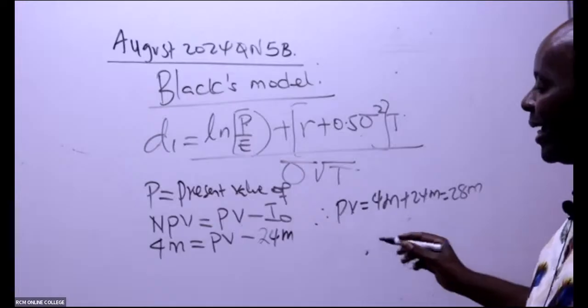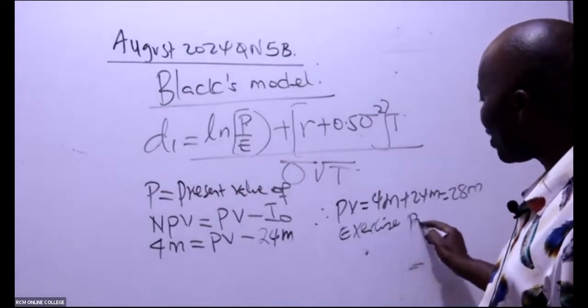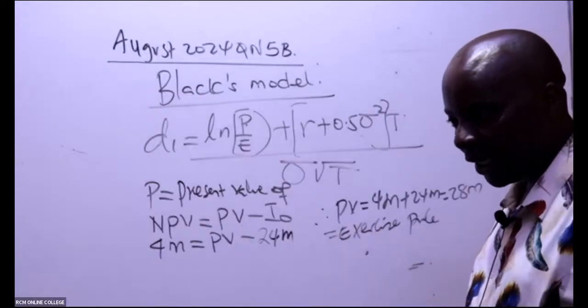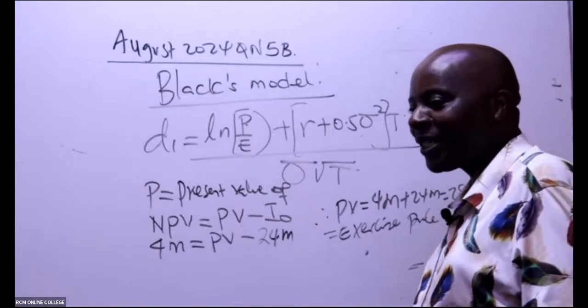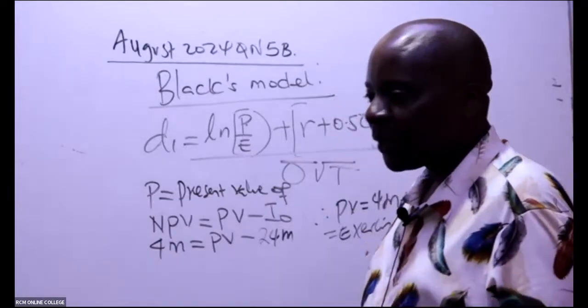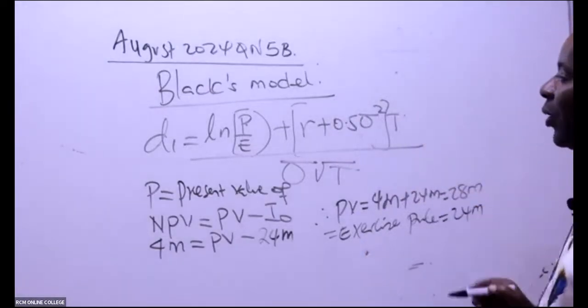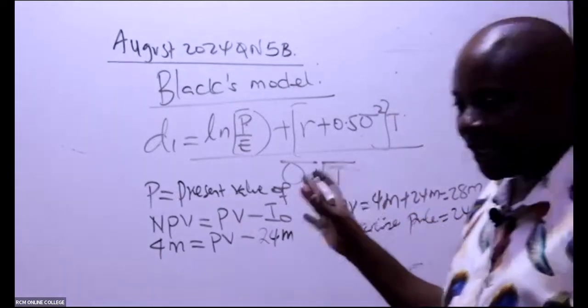And then remember, E is the exercise price. Exercise price is the amount I have to pay to acquire this project. So in this case, are you able to see the exercise price? This is not an abandoning question. This is an acquisition question. It's a building question. So the exercise price is 24 million. So then can you kindly go ahead and give me this D1?